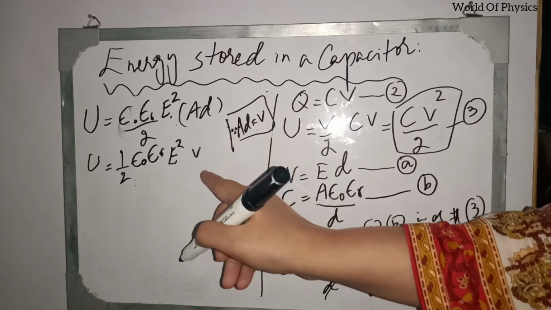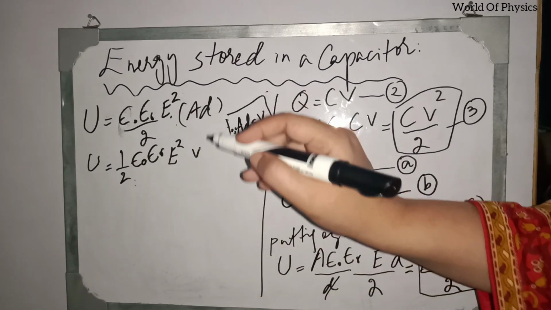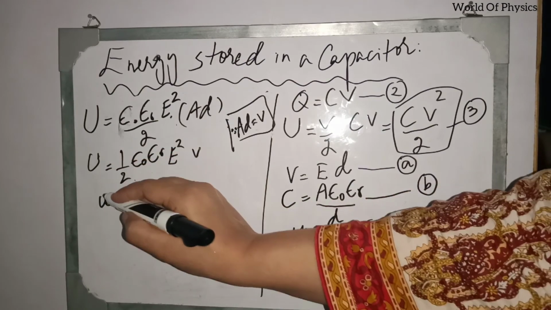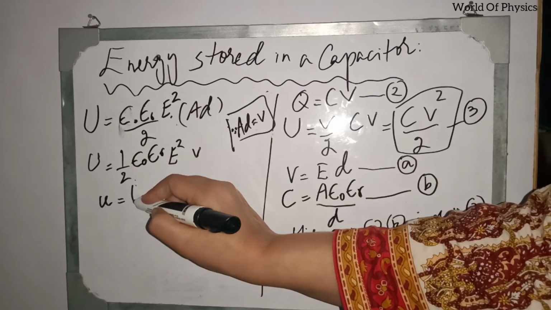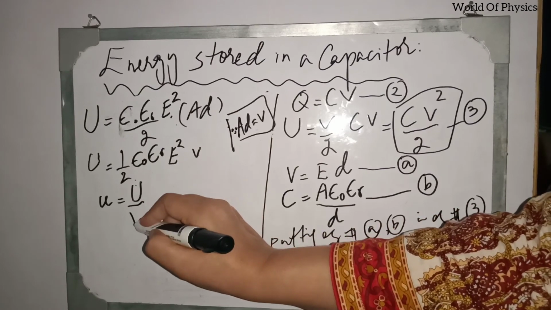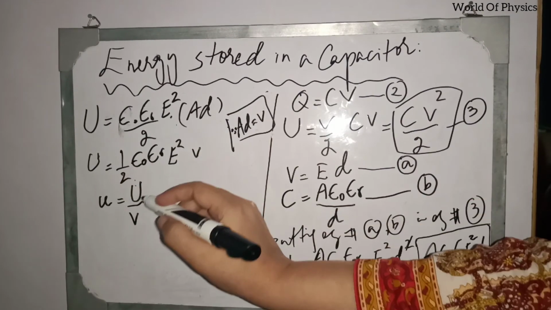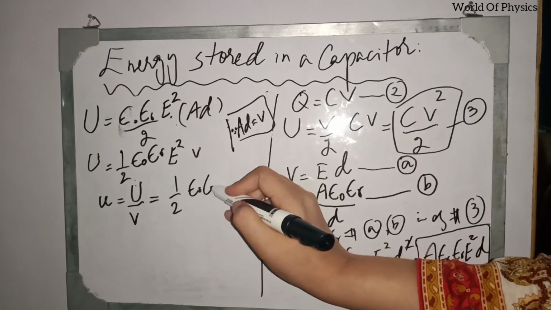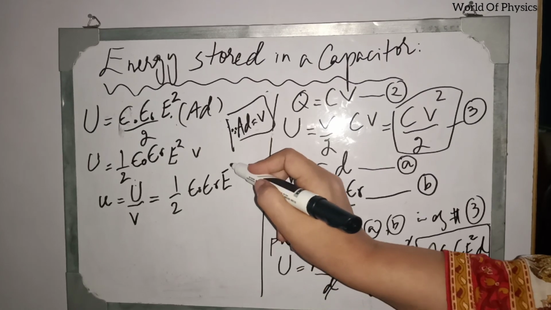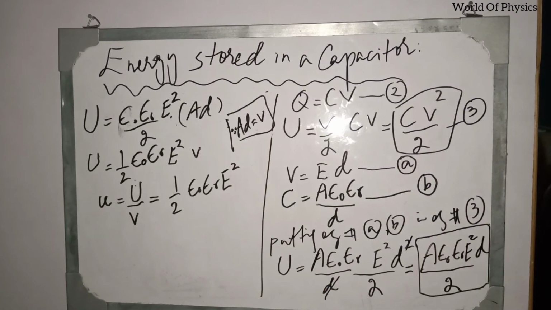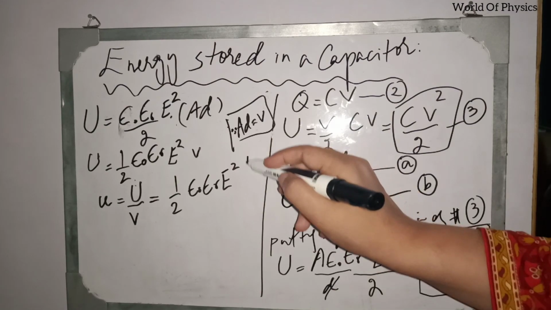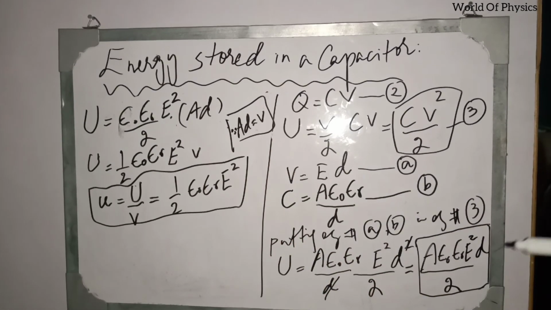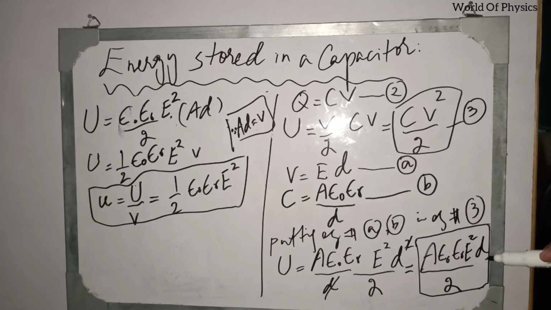This V shows volume. Now energy density is expressed by small u instead of capital U, and energy density is equal to energy divided by volume. So volume will be cross multiplied over there, and the remaining equation will be half epsilon naught epsilon r into E square. So energy density is equal to half epsilon naught epsilon r into E square. This is the value of energy density that is stored in the capacitor, and this was the value of energy which is stored in a capacitor.